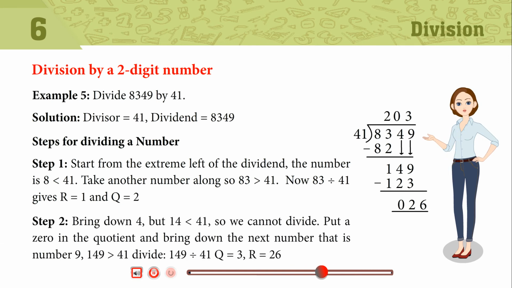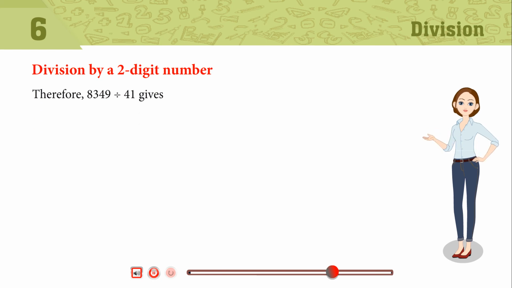Step 2. Bring down 4, but 14 is smaller than 41, so we cannot divide. Put a 0 in the quotient and bring down the next number, that is 9. 149 is greater than 41. Divide 149 by 41. Quotient is equal to 3. Remainder is equal to 26. Therefore, 8,349 divided by 41 gives quotient is equal to 203. Remainder is equal to 26.